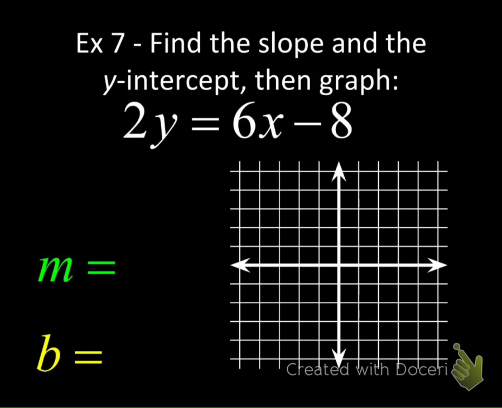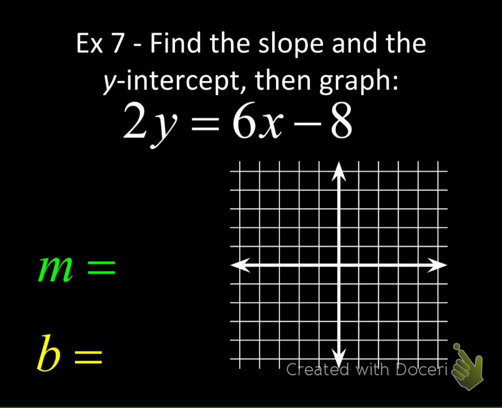So I have to get y by itself. I'm going to do this right here. So 2y equals 6x minus 8. So what am I going to do if I'm trying to get y by itself? You get the 2 away from the y. How do you do that? Multiply? Divide. Yes, divide.